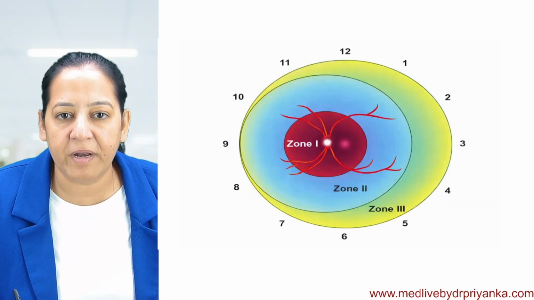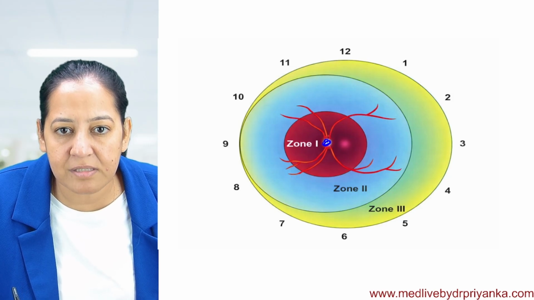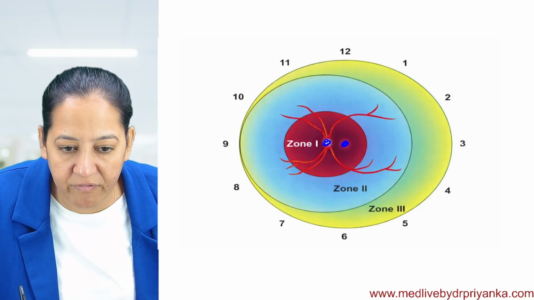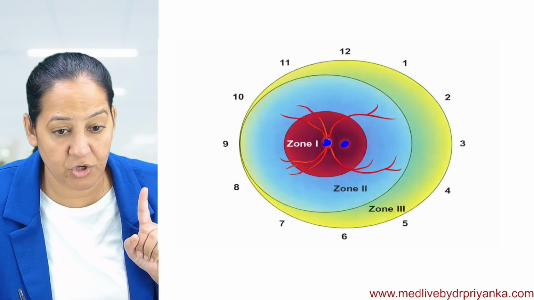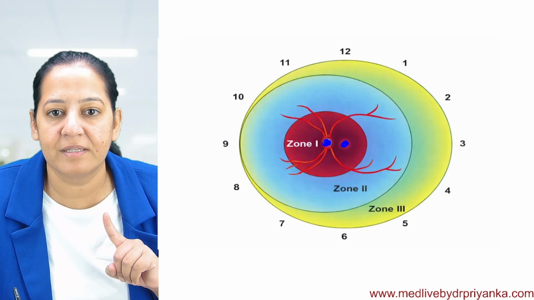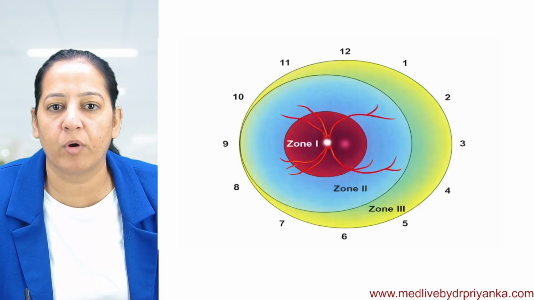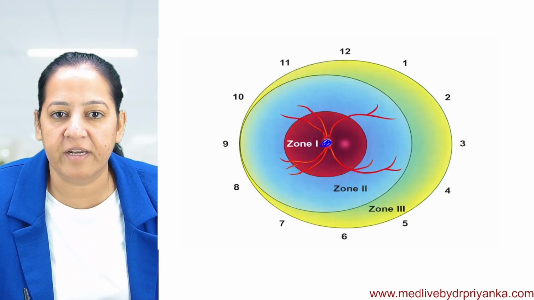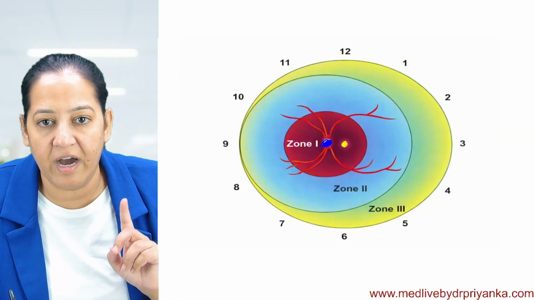Can you see this is the optic disc? Let me mark again. This is the fovea. Fovea is the center of the macula. Watch my session on anatomy, please. So this is the optic disc, and this is the fovea. I'll change the color. This is the optic disc, which is blue, and this is the fovea, which is yellow.